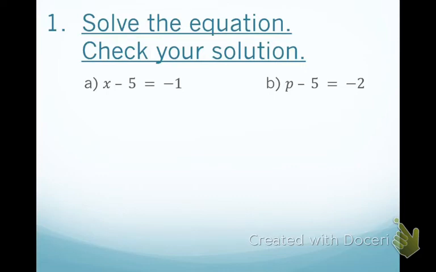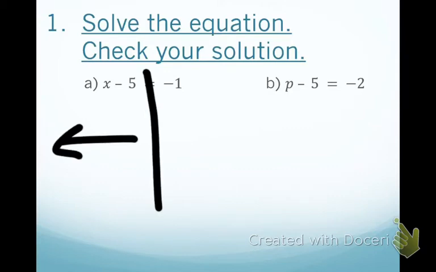Now, problem B, it says move the number that is keeping the variable from being alone with an inverse operation. Now, here's the deal. Do you guys see this equal sign right there? Okay, so basically the equal sign splits our problem. This is the left side of the equal sign. This is the right side of the equal sign.